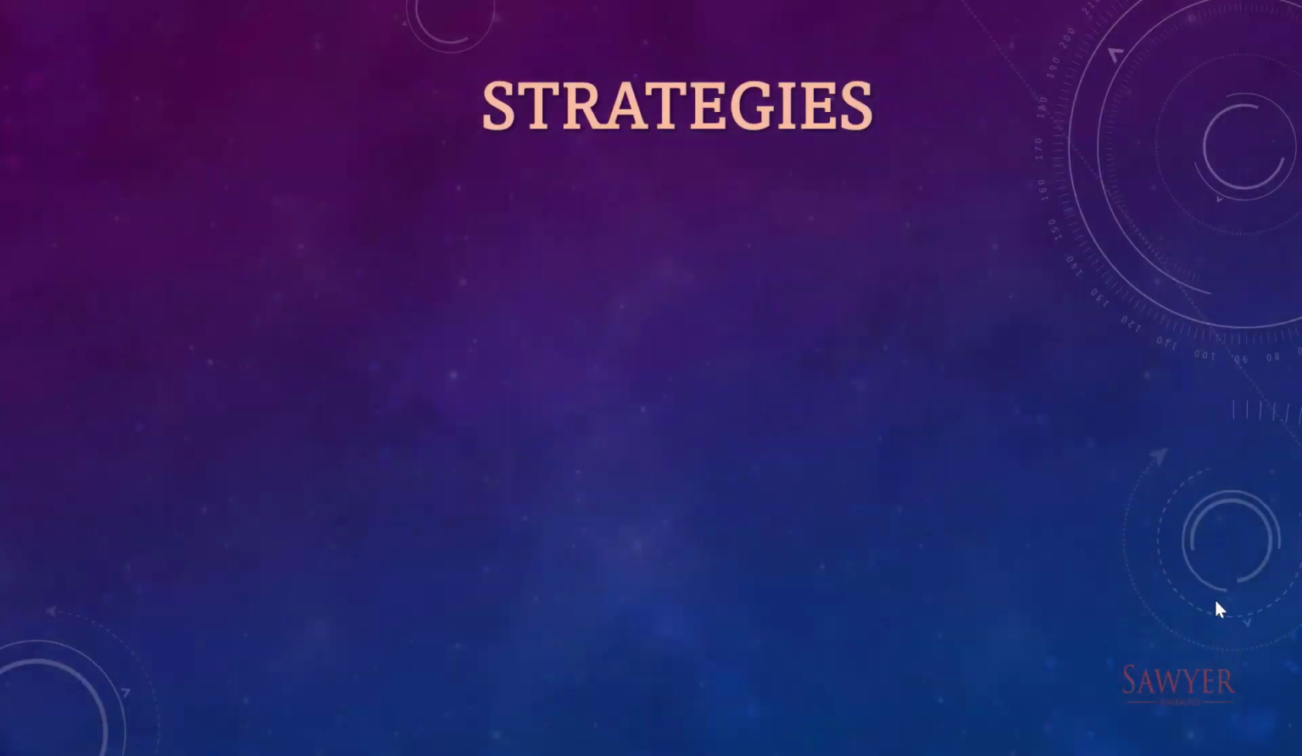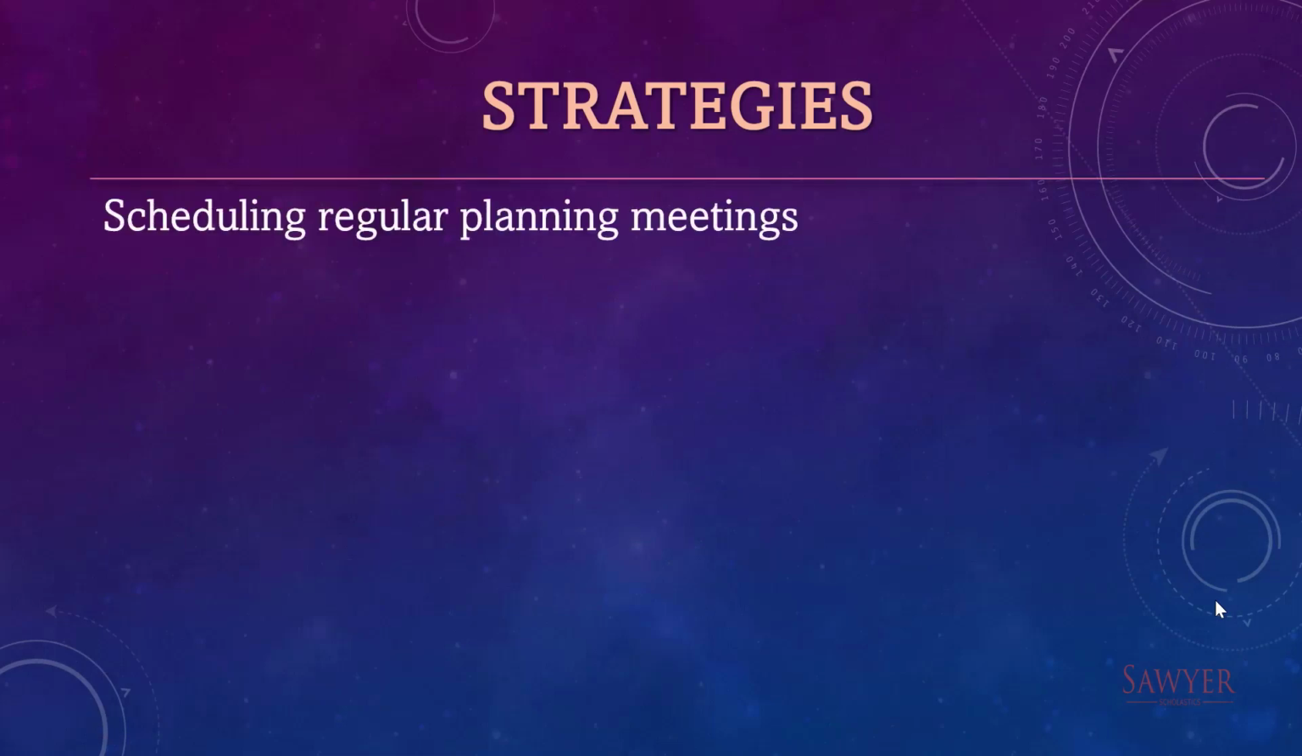Let's talk a minute about the strategies for effective collaboration. I only have 5 things in mind now. Of these 5 things, the first is scheduling regular planning meetings. In order to have effective collaboration, we need to get together and have meetings. Without having regular meetings, things start to slip. We start to lose focus.